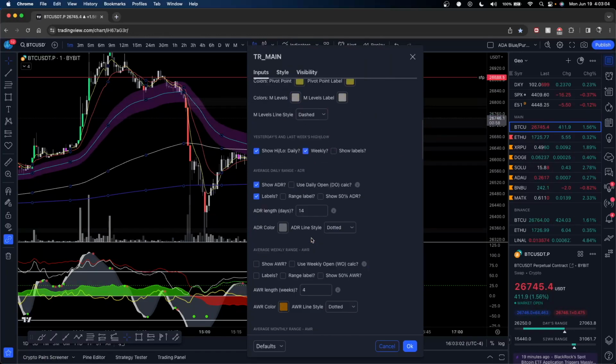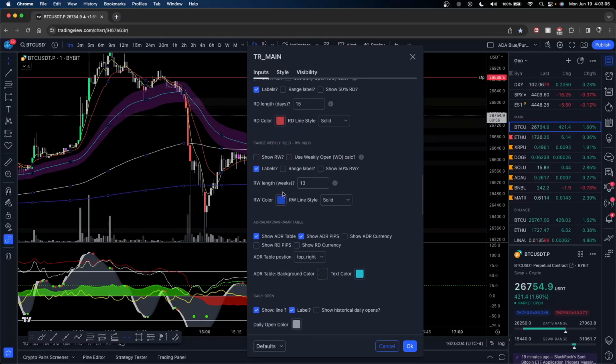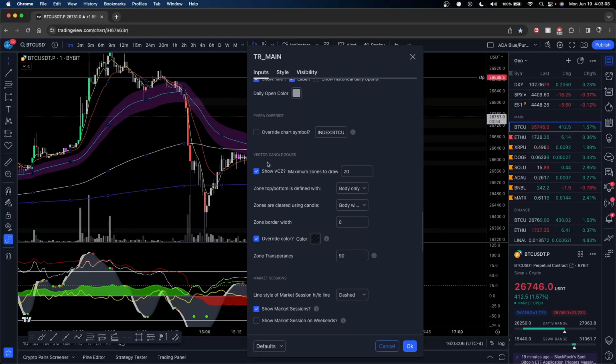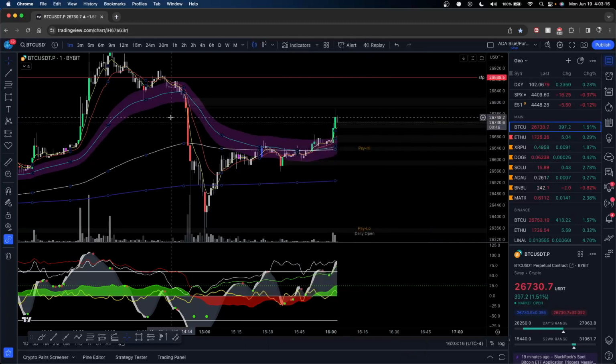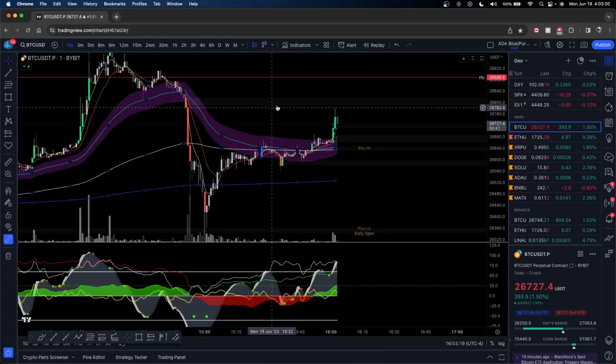So if you come to inputs, come over here to show VCZ, which is vector candle zones. That's what that is. It just shows you the levels that were untapped vectors. Chaos. Okay, chaos. Got you, bro. Anyways, yeah, that's what it is.